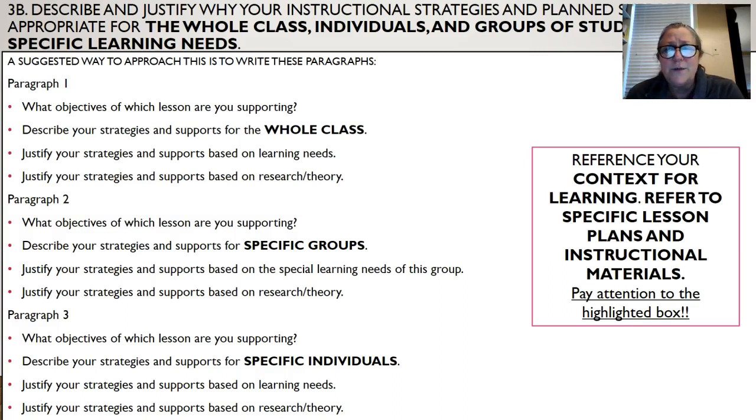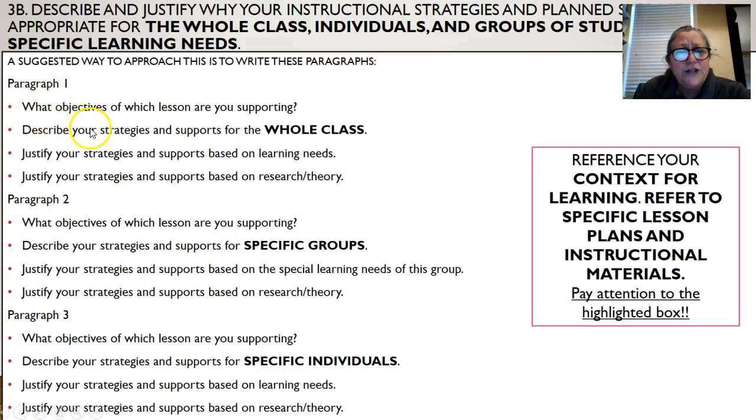Notice it's not just supports, but teaching strategies. So if you chose a particular strategy or planned a specific support, and I know you did because you've planned the best 3 lessons that you possibly can, what you're going to do now is write about it.